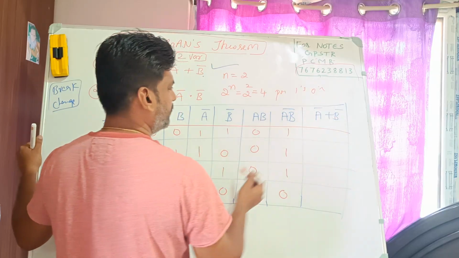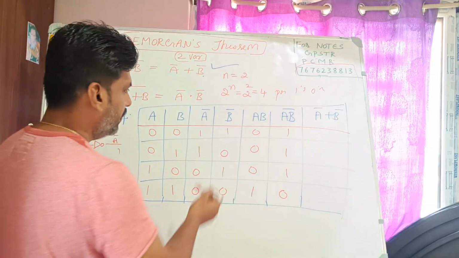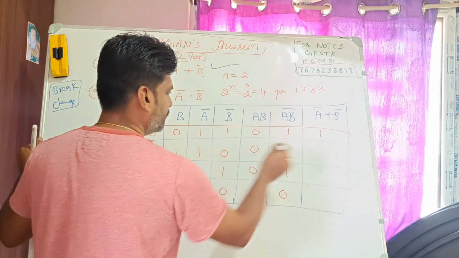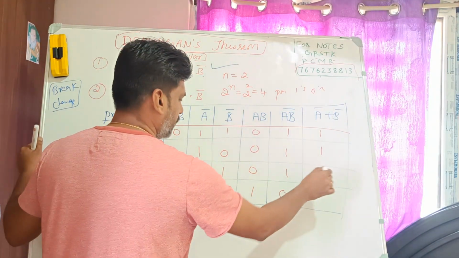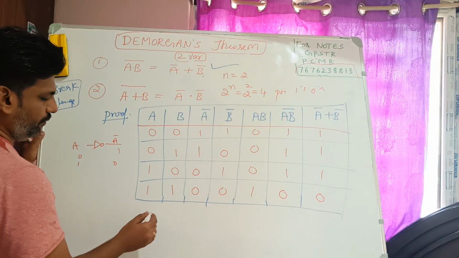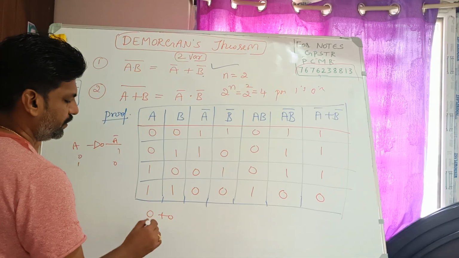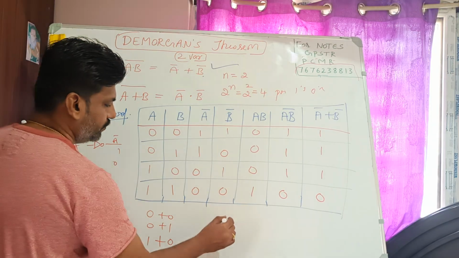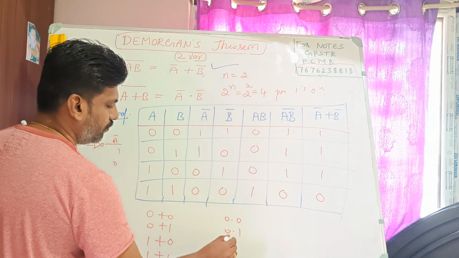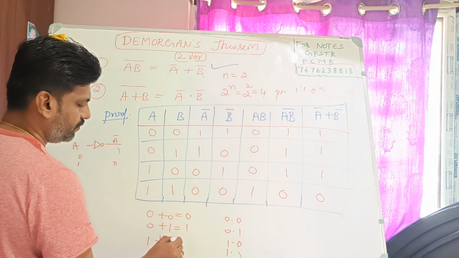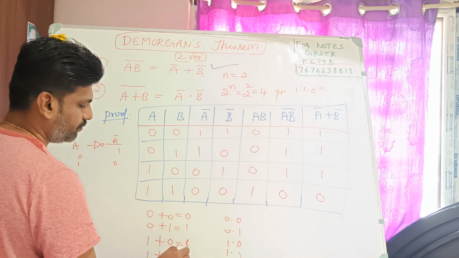Next, go for the last one: A bar plus B bar. We can call it also a bar. So this plus this. What is 1 plus 1? 1. What is 1 plus 0? 1. What is 0 plus 1? 1. What is 0 plus 0? 0. Right? So this also we should know: 0 plus 0, 0 plus 1, 1 plus 0, 1 plus 1. 0 into 0, 0 into 1, 1 into 0, 1 into 1. 0 plus 0 is 0, 0 plus 1 is 1, 1 plus 0 is 1, 1 plus 1 is 1.